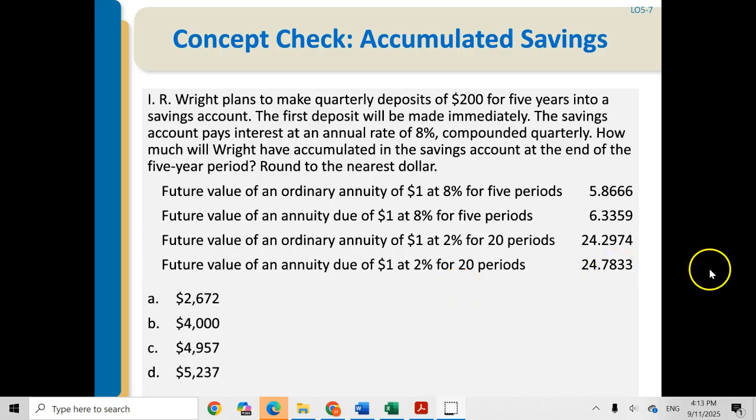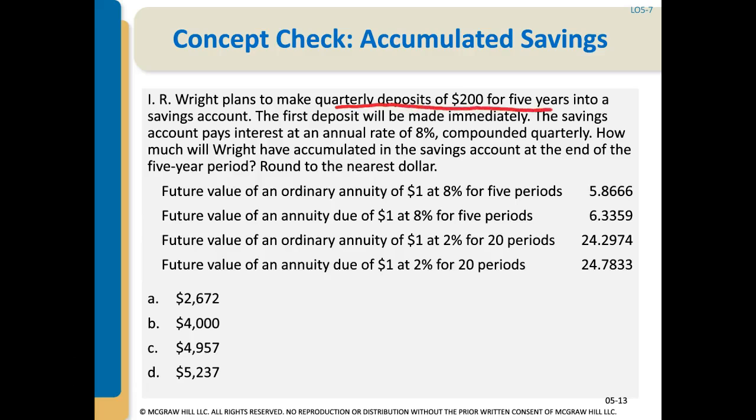Okay, let's do this quick problem. I like it because it's kind of different from the facts that we've had so far. Wright plans to make quarterly deposits of $200 for 5 years into a savings account. The first deposit will be made immediately. So right away, we know it's going to be an annuity due because we make the first payment at the beginning of the period. The savings account pays an annual rate of 8%, compounded quarterly. How much will Wright have accumulated in the savings account at the end of the 5-year period?